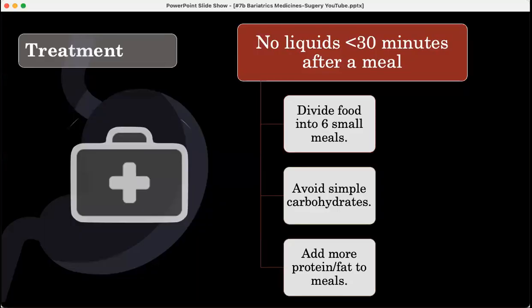The treatment for this is making sure that you don't start drinking a lot of liquids up to 30 minutes after you've had a meal, so that doesn't allow all the carbohydrates to immediately get pushed down into the jejunum. Also, having small meals and avoiding these simple carbohydrates, instead adding more proteins and fat to meals to slow that absorption.